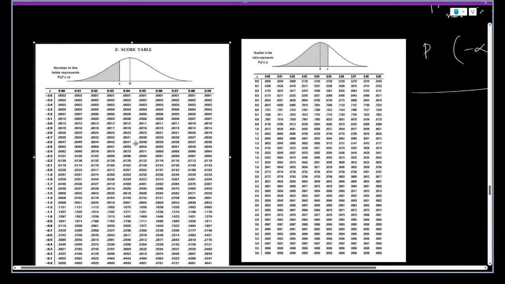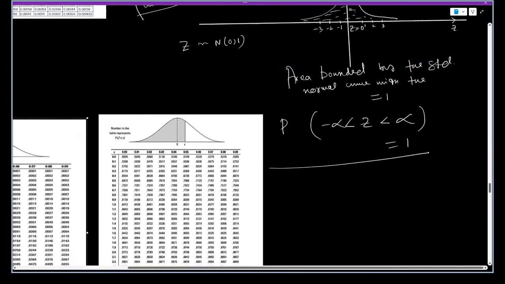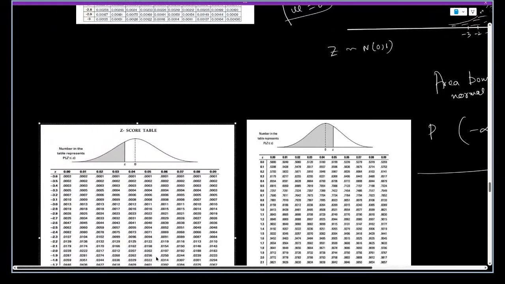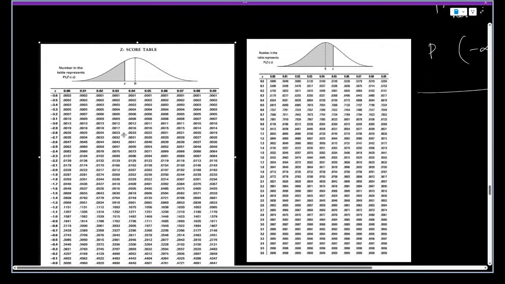Okay, so if we say that total probability is equal to 1. Total probability means area under the whole curve. Then what does the table stand for? The table will give you the value of probability partially. Partially means this z-scores table. Probability z less than or equal to z is given directly in the table.